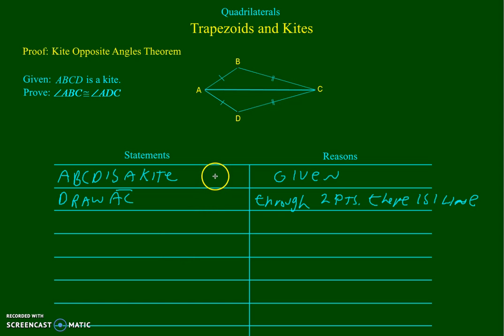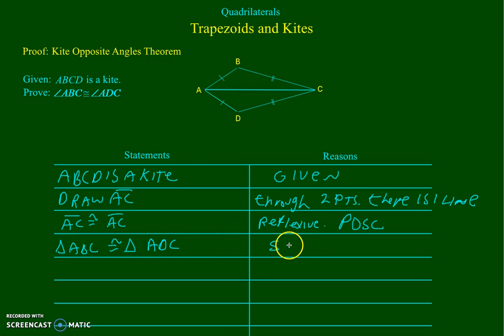Now we want to show that AC is congruent to itself. So AC is congruent to AC, and that's the reflexive property of segment congruence. And then finally we say triangle ABC is congruent to triangle ADC, and that's by side, side, side congruence.